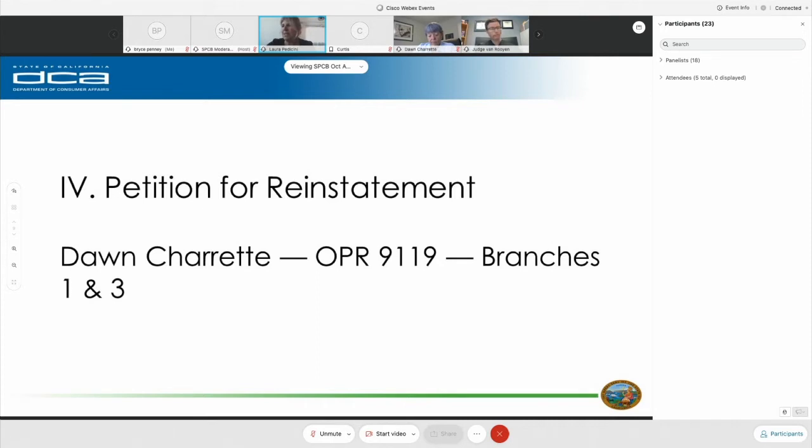A copy of the decision and order in petitioner's fourth petition for reinstatement, a copy of the decision and order in petitioner's third petition for reinstatement that was effective January 3rd, 2018, and related documents, a copy of the decision and order in petitioner's second petition for reinstatement, which is effective June 24th, 2016, and related documents, a copy of the decision and order in petitioner's first petition for reinstatement, effective January 11th, 2015, and the related documents.